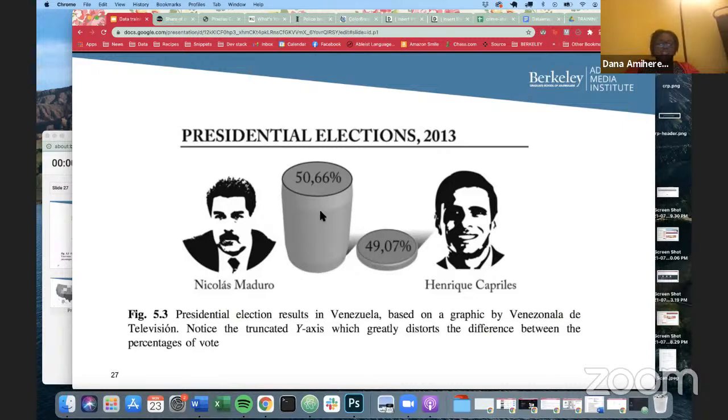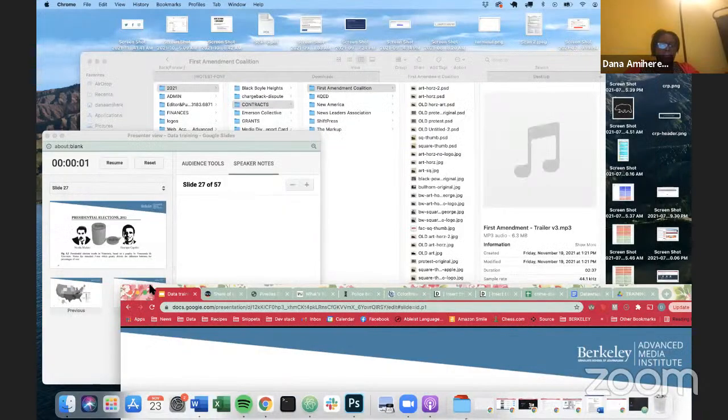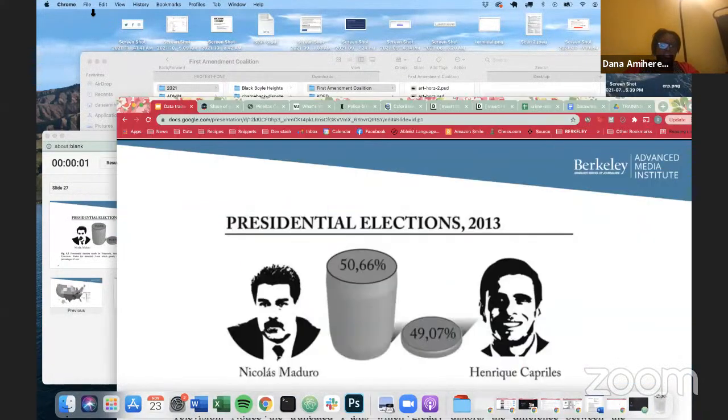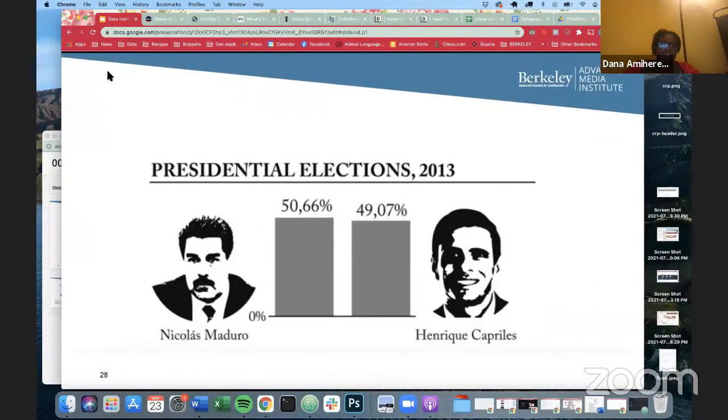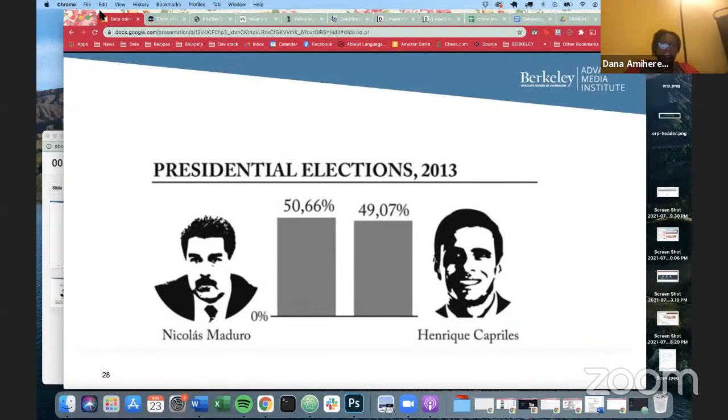And the reason these look so wonky is because the perspective is like you're looking down on the graph. You're looking down on the bars of the chart, and they're these cylinder things. This is not what you would think of when you think of a chart like this. This is what it should actually look like. That's how close the vote actually was.